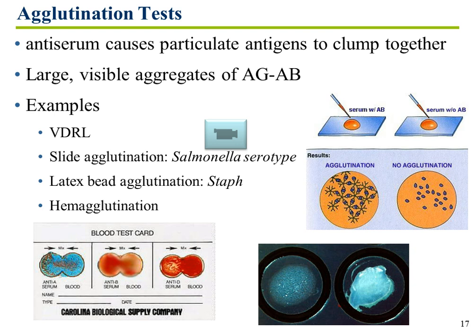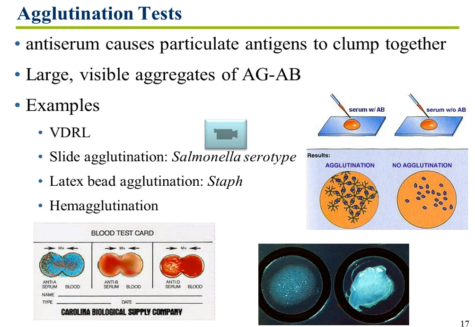On the right is just a mixed patient's serum without antibody added to the antigen, and you get just a milky, homogeneous solution, but no agglutination. We're also going to be doing a latex bead agglutination for staph identification. That's another agglutination test. So they're used a lot.